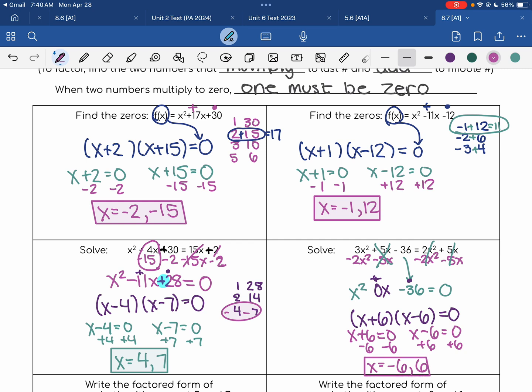You could have also used square roots to solve this one. You would have added the 36 to the other side, which would have given you x squared equals 36. And when you square root both sides, you would get plus or minus 6. Same answer. You don't have to do that, though. That's just showing you that everything works together.